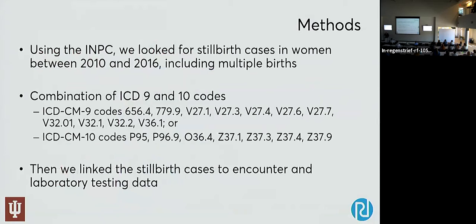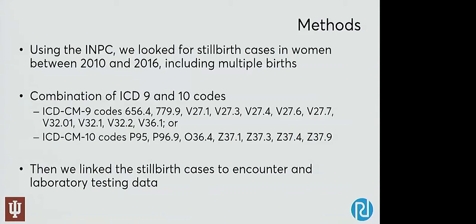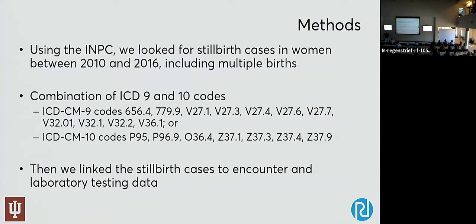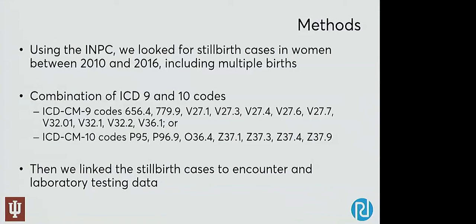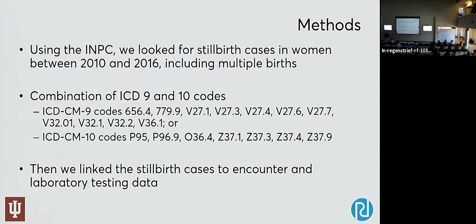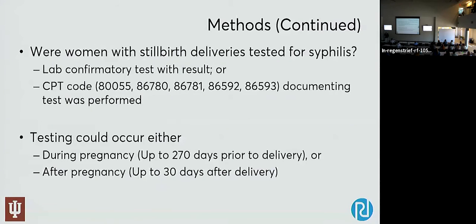So to look at stillbirths, we use the IMPC again in women who had a pregnancy between 2010 and 2016, including those who had multiple births. This time, since we were including that span of when ICD-10 was implemented, we included ICD-9 and ICD-10 codes. So there's the list of them there. And then, of course, we linked the stillbirth cases to encounter and laboratory testing data to confirm those cases that were positive for an STI.